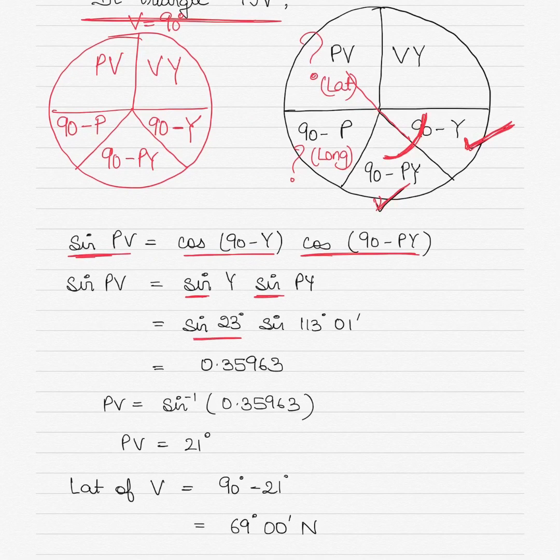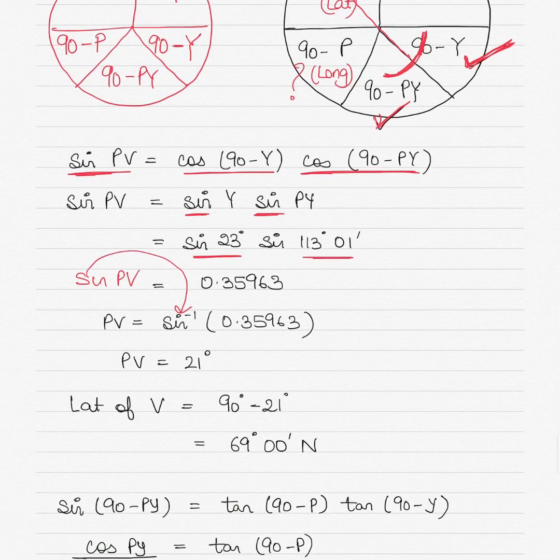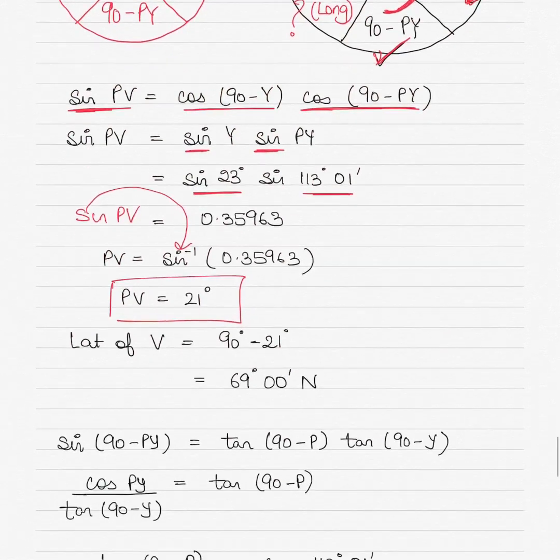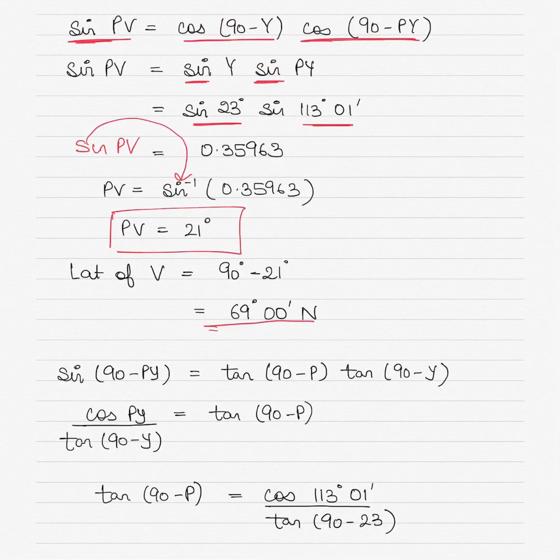Now simply put in the values of Y and PY. Sine PV will be equal to 0.35963. Take sine to the other side, it becomes sine inverse. You get PV equals 21 degrees. Now when we say PV equals 21 degrees, we basically mean this is equal to 21 degrees. Now of course these are not drawn to scale. But if I want to find the latitude of the vertex, then I would have to subtract PV from 90, because this is the latitude, right? So 90 degrees minus PV will give me the latitude of the vertex. So 90 minus 21 is 69 degrees north. This is the latitude of the vertex.